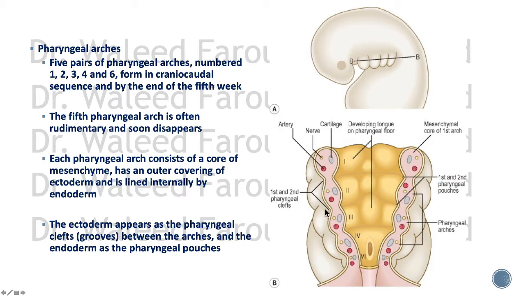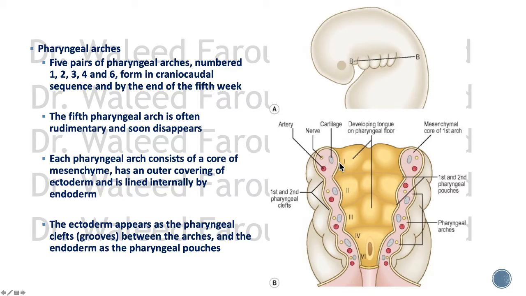The folds formed on the ectodermal sides are the clefts, while opposed to these clefts on the inside is another depression, but it's called a pouch. So the pouch is endodermal while the cleft is ectodermal. Okay, now structures will arise from these arches. Every structure that arises from an arch will take its nerve and blood supply with it.